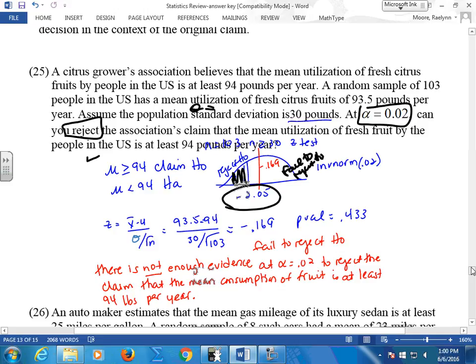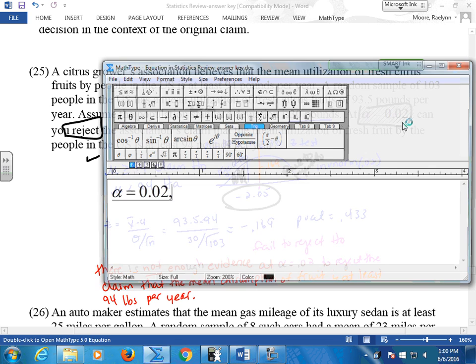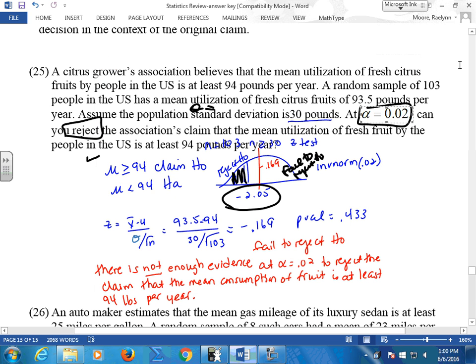So now, finding this guy is just the opposite. Do inverse norm, 0.02. Find me the z-score that's associated with this little piece of area. That's your critical value. This is your test statistic, negative 1.69. This is your critical value, my cutoff.